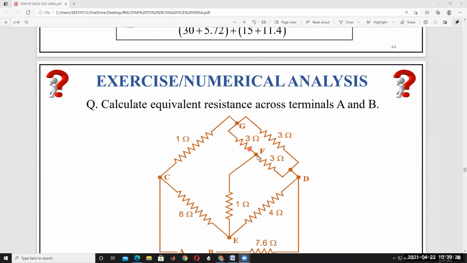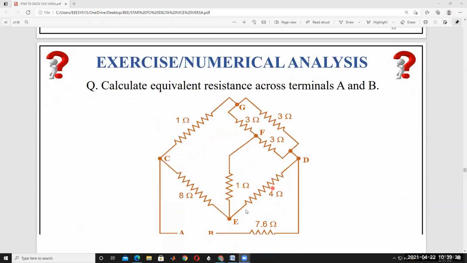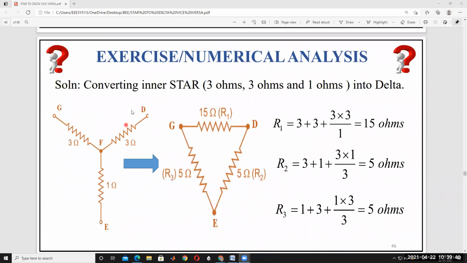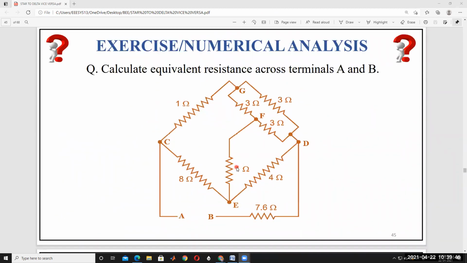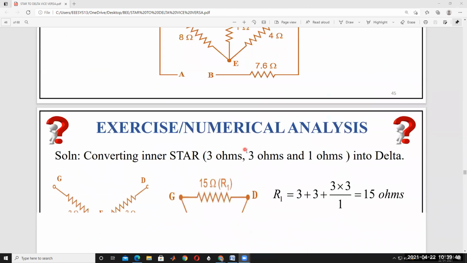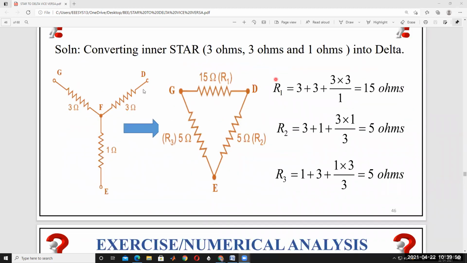So these are terminals with a 3 ohm resistor, a 3 ohm resistor, and a 1 ohm resistor. This is called a star network, no? Okay, first convert this star network into a delta network. So convert the star of 3 ohm, 3 ohm and 1 ohm resistors into delta, like this.